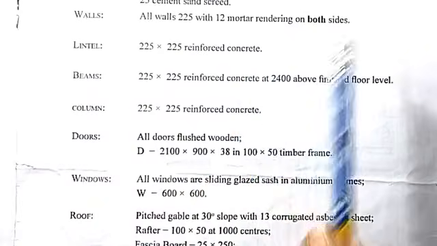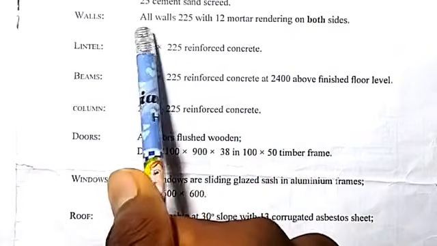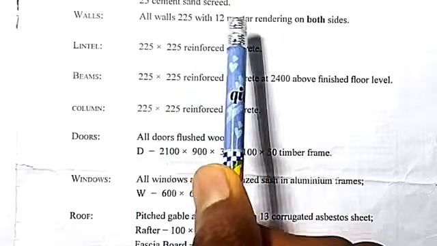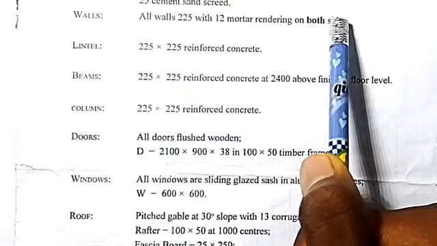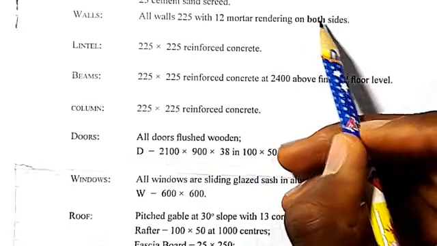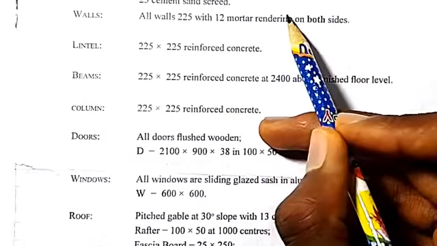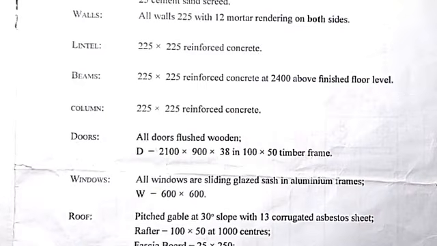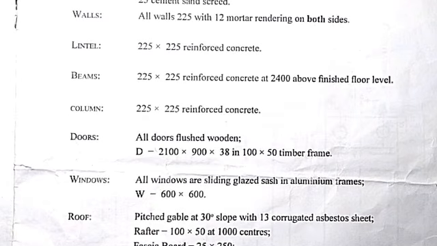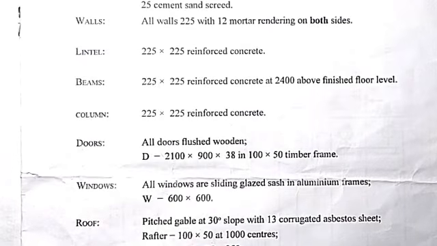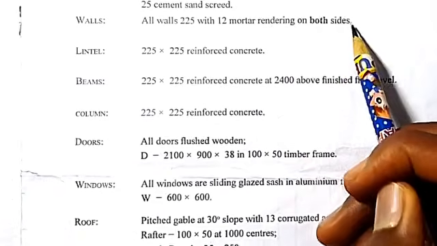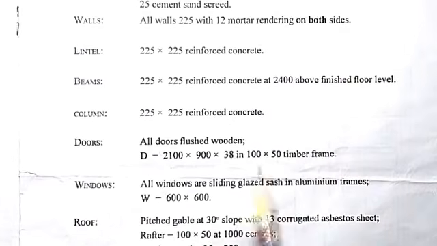So let's come to the specifications for the walls. We'll start with the wall in drawing. We're having all walls 225 with 12 mortar rendering on both sides. Now the rendering is on both sides. What do they mean by mortar rendering? That is the plastering. You know, not all blocks are left like that in a house. In a house, the blocks are always plastered because the blocks are always rough. So the plastering is going to be on both sides. That is both internal and external.